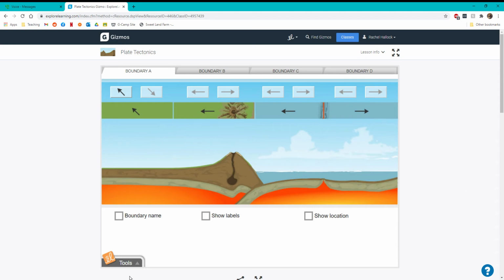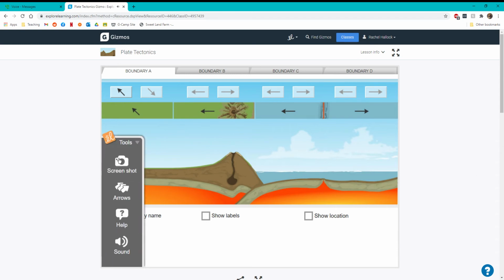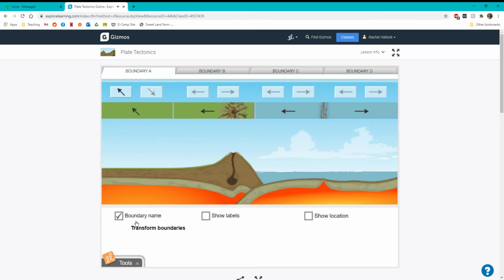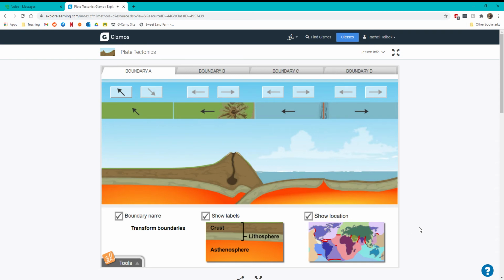So this is the Gizmo's website. Here we have tools, screenshot, arrows, help, sound, pretty simple tools. I can check to show what kind of boundary I'm looking at, some labels for what the layers are, and the location that these boundaries appear at on the Earth. So I'm going to check all of those.